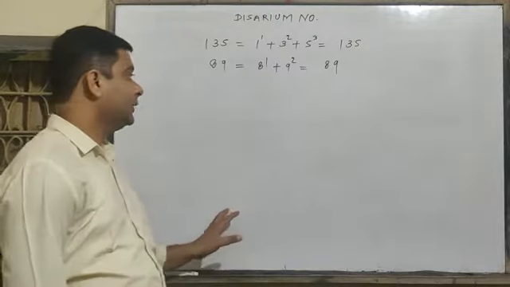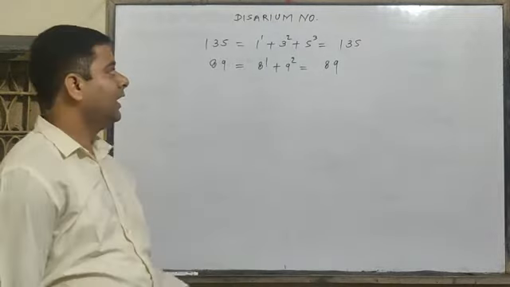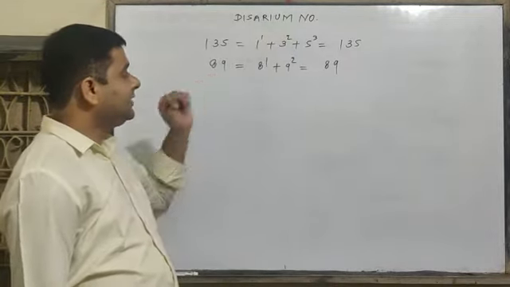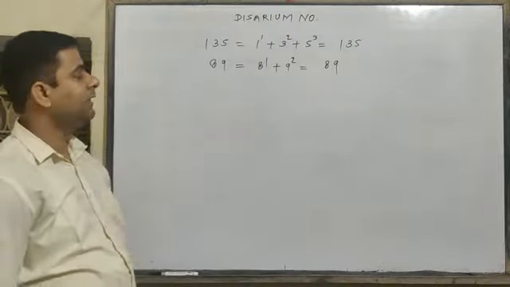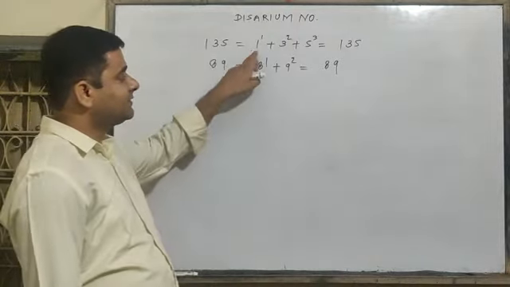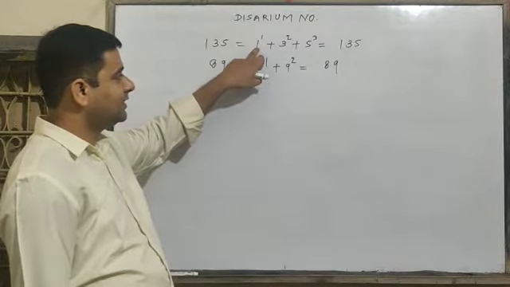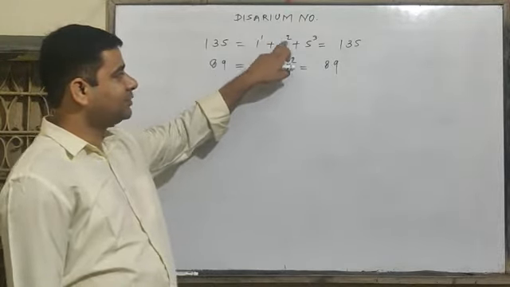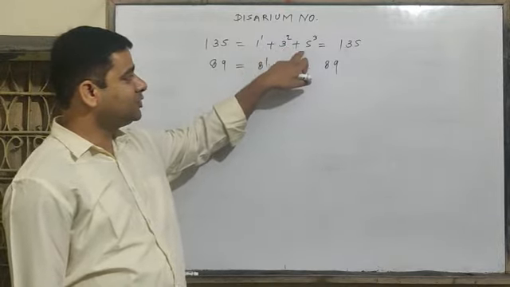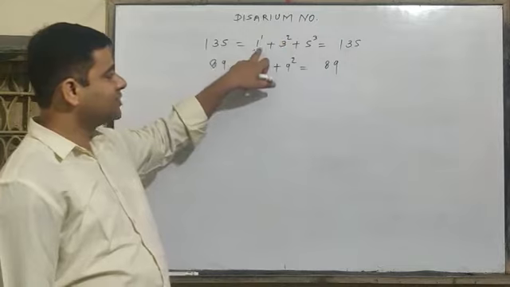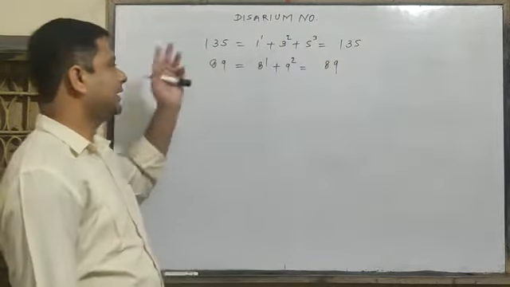Okay. So students, the third number is the Disarium number. What is a Disarium number? A Disarium number is a number in which the sum of digits raised to the power of their respective position is equal to the number itself.